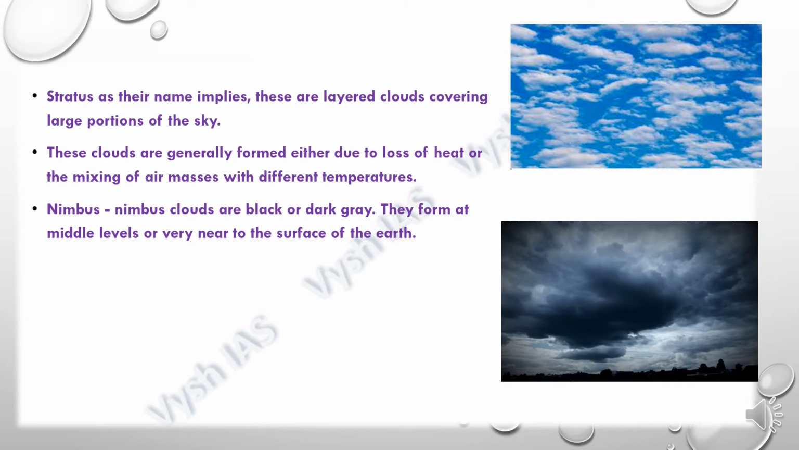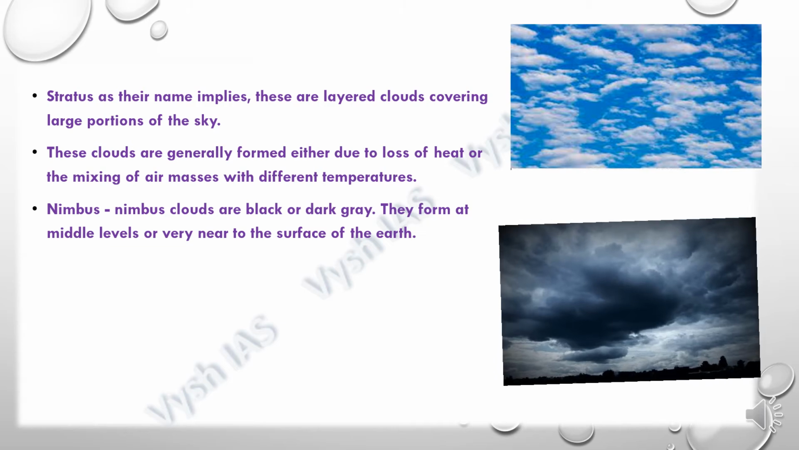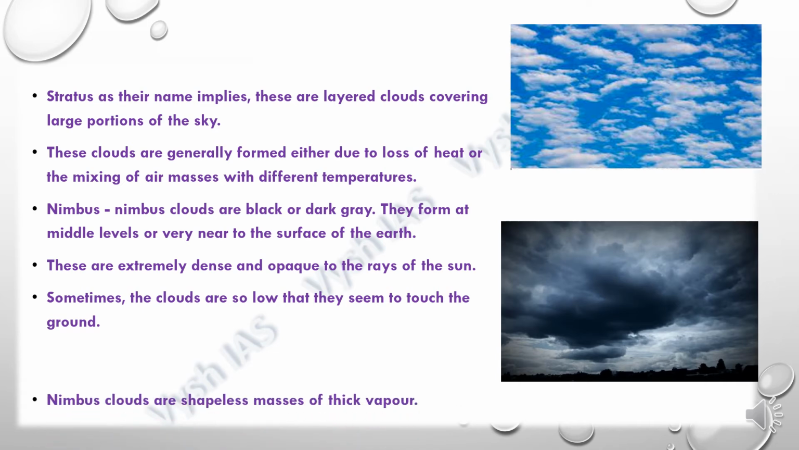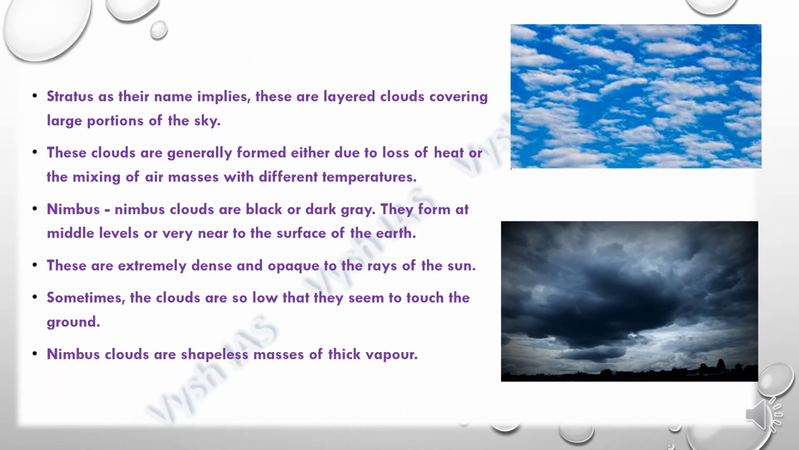These clouds will be black or dark grey, and they form at middle levels or very near to the surface of the earth. They are extremely dense and opaque to the rays of the sun. The sun's rays won't penetrate through these clouds. Sometimes the clouds are so low that they seem to touch the ground. And nimbus clouds are shapeless masses of thick vapor.